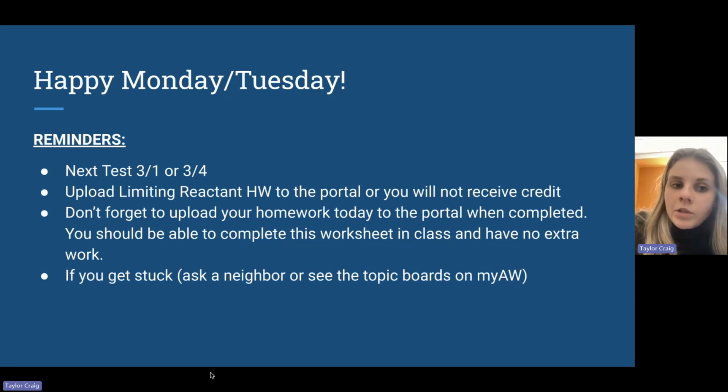Couple reminders, please make sure you upload that limiting reactant homework to the portal or you will not be receiving credit. I'll be tracking this while I'm in Germany, right? Also, don't forget to upload your homework today to the portal when completed. You should be able to complete this worksheet fully in class and have no work outside of class. Today should also partially be a study day, so you should also be working on your unit review.